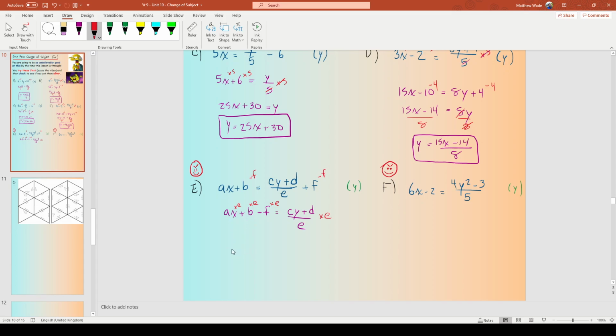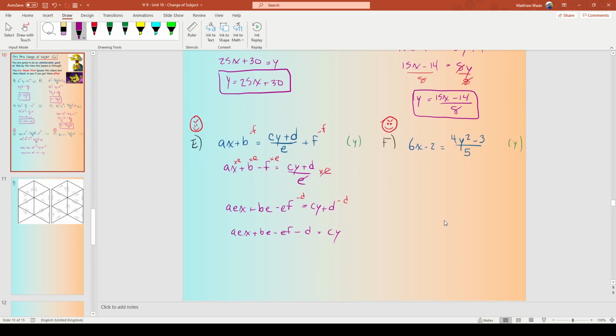So what do we got here? Well, I'm going to put them in alphabetical order too. So I'm going to have AEX plus BE minus EF equals, and this is going to go, so just CY plus D. Now what, buddies? Our letter nightmare question's working. If you said what doesn't belong, well, what doesn't belong? That's it, it's the plus D, so take D. Take D, take D. You're going to be left with AEX plus BE minus EF minus D equaling CY. Oh, we're one step from clobbering it, my buddies.